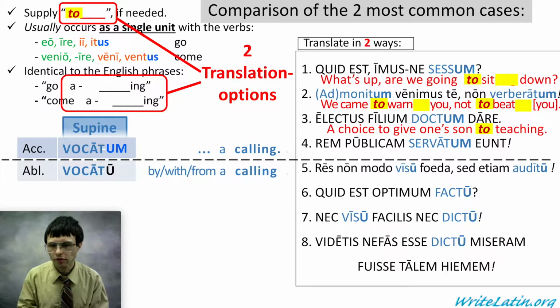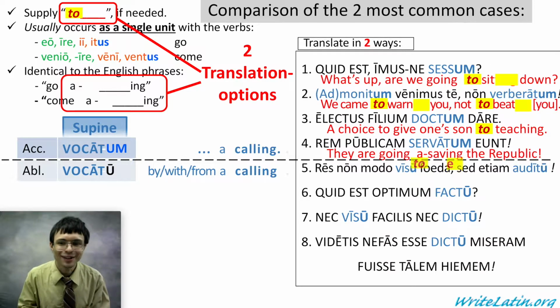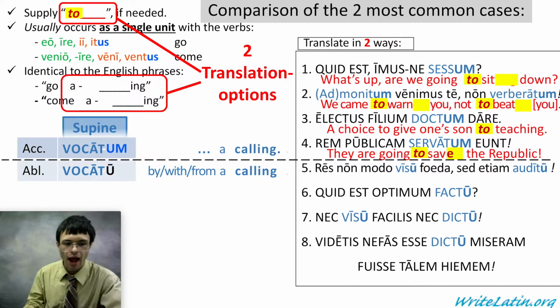And number 4, rem publicam servatum eunt. They are going a-saving the republic. They are going to save the republic. All right, so that's how it works.